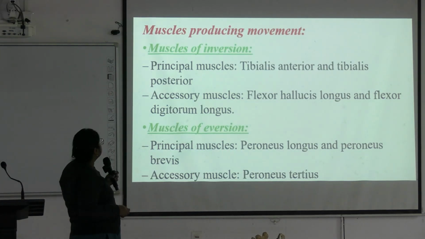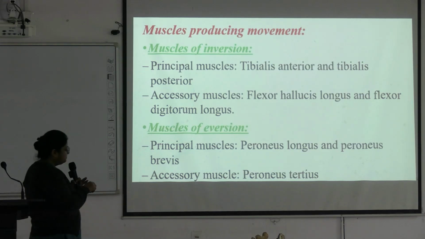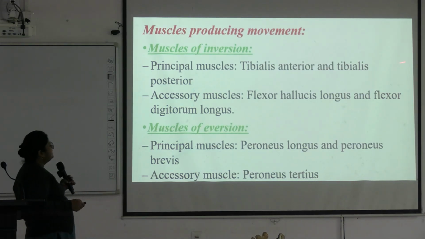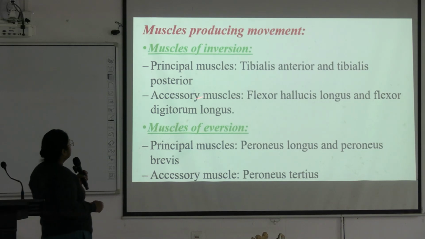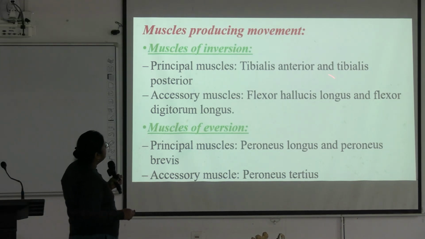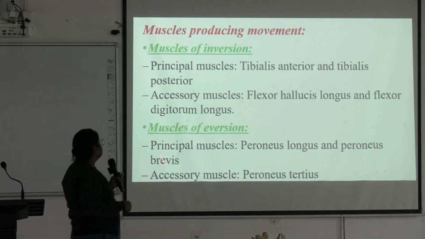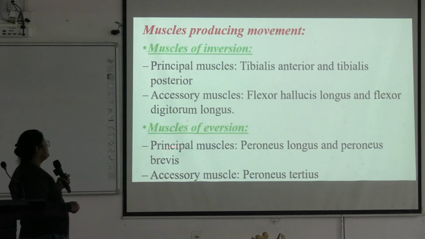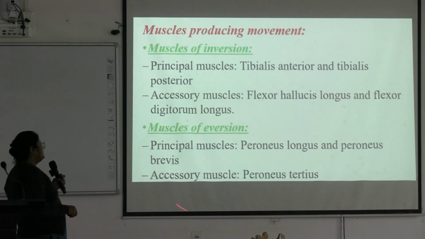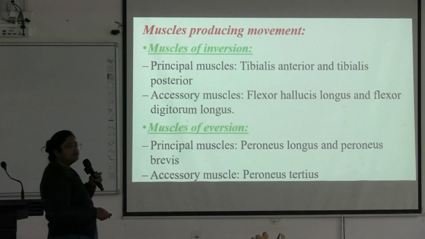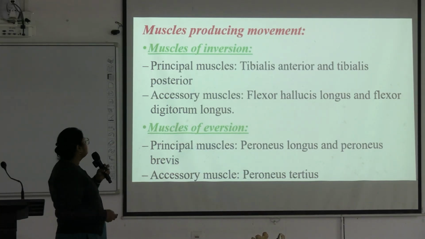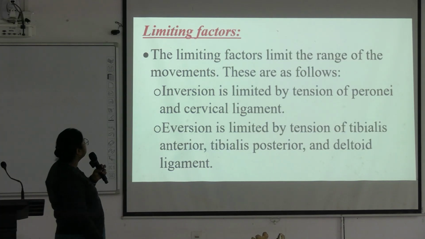Next we are going to the muscles. The first principal muscles are tibialis anterior and tibialis posterior for inversion. Accessory muscles are flexor hallucis longus and flexor digitorum longus. The principal muscles of eversion are peroneus longus and peroneus brevis. The accessory muscle is peroneus tertius. So these are the muscles involved in inversion and eversion.